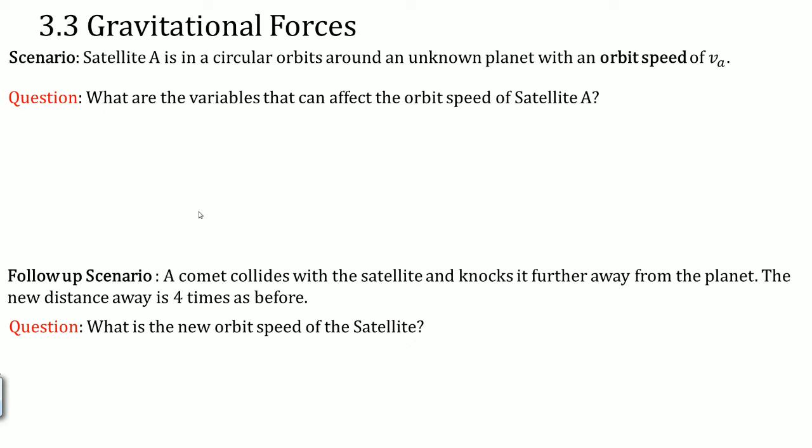Scenario. Satellite A is in a circular orbit around an unknown planet with an orbital speed of VA. Question. What are the variables that can affect the orbital speed of satellite A?